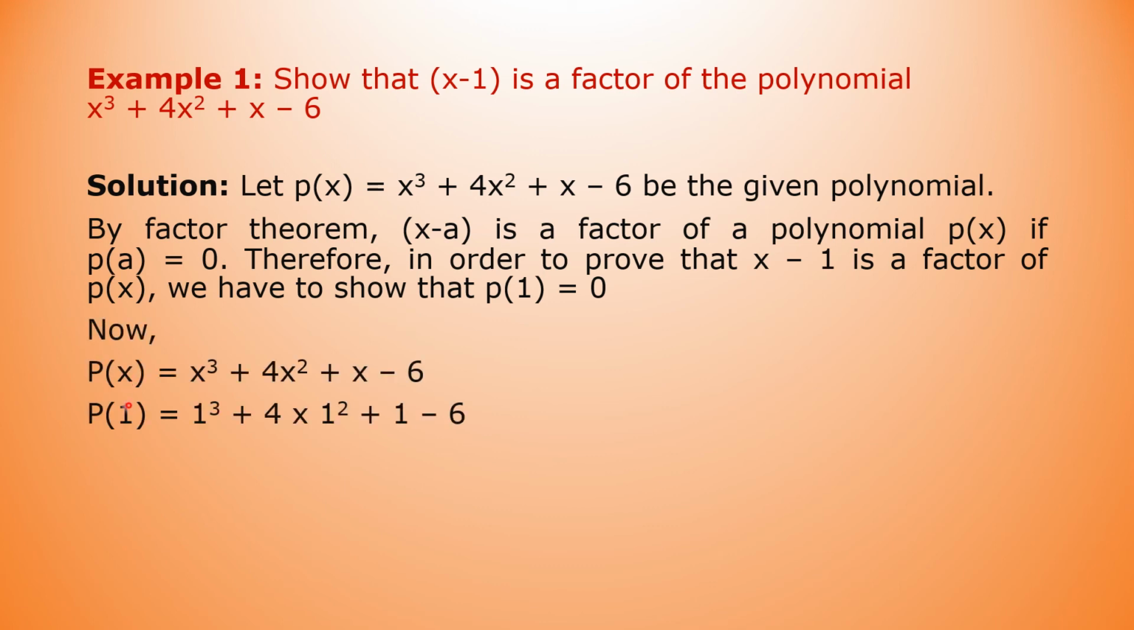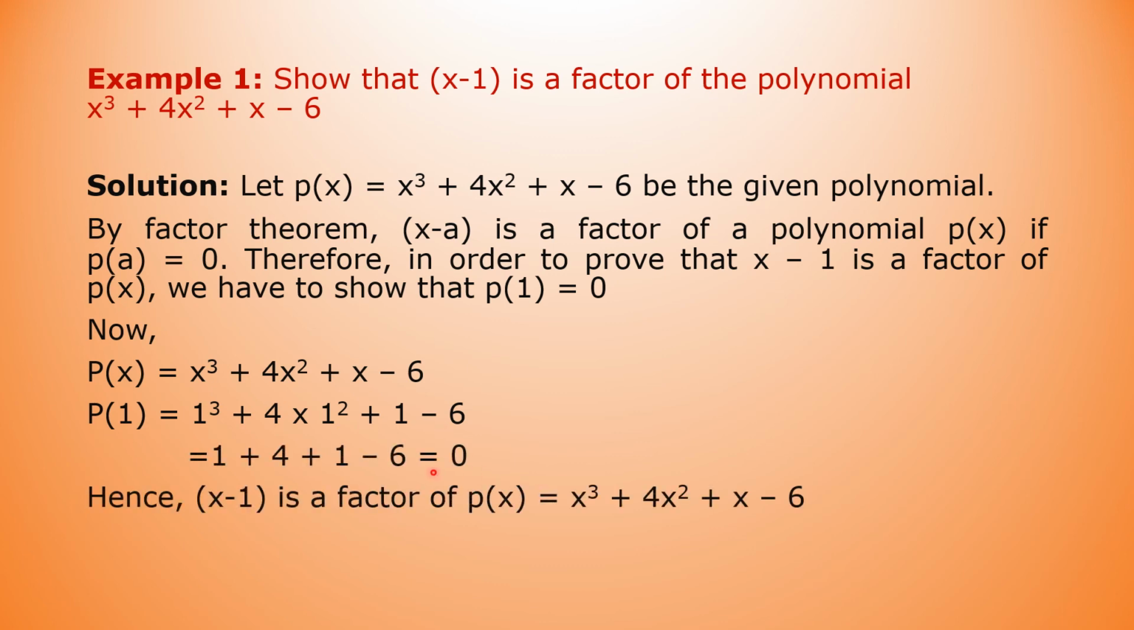So what we have to do is take p of x, which is equal to x cubed plus 4x squared plus x minus 6, and then take p of 1. We have to substitute the value of 1 in place of x. So it becomes 1 cube plus 4 into 1 square plus 1 minus 6. So what we get is 0 here. Hence x minus 1 is a factor of p of x is equal to x cube plus 4x square plus x minus 6. P of 1 we have got 0. So we can tell that x minus 1 is a factor of p of x.